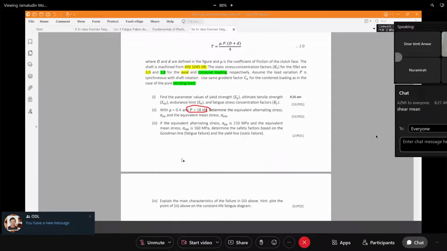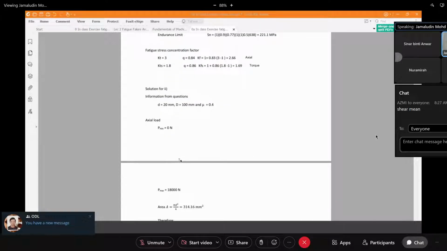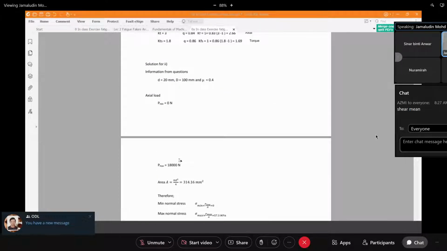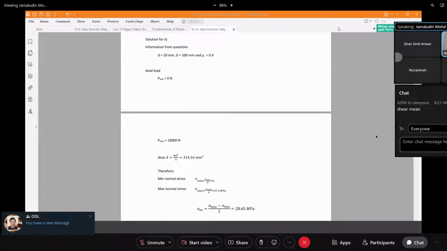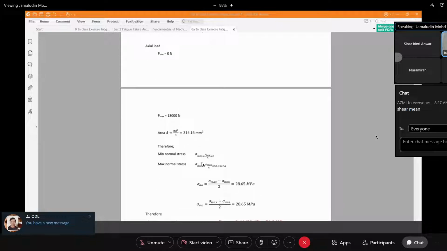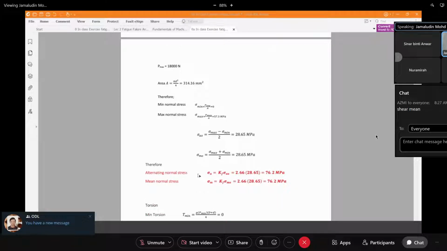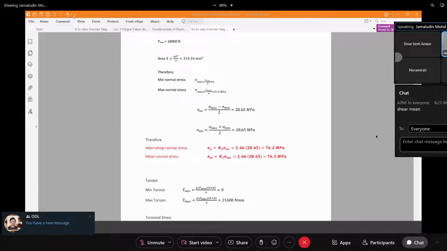Okay, right. The solution I have here is a bit different. Instead of having the PA and P mean, the method here, I want to show a different way to look at the problem. We calculate the minimum normal stress and the maximum normal stress, right? Then we get those values. Then the same thing, we should have the KF value. There will be alternating and mean. You should get the same answers as using the equation here.